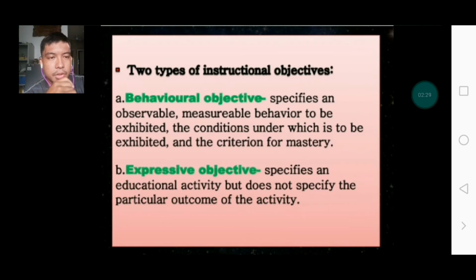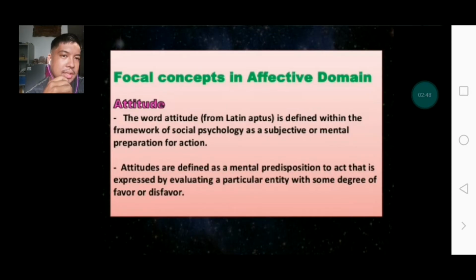With these objectives, you are no longer adjusting to your students or your learners. Your goal in this objective is just to allow your learners to gain an experience. Next, the focal concept in the affective domain. The only focal concept is the attitude.